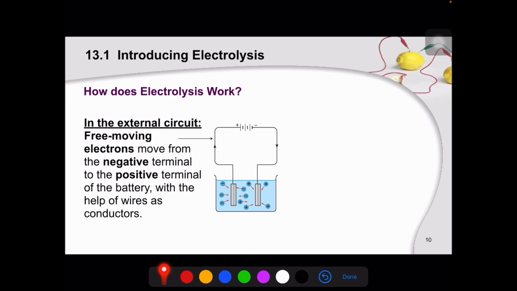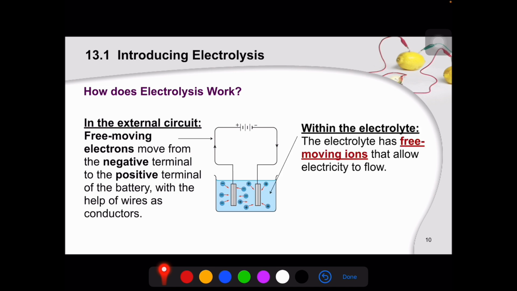Now, in the external circuit whereby you have your battery and your wires and your electrode, right? Basically, free moving electrons will flow, right? As they flow from negative terminal to positive terminal using the help of a wire as conductor, right? This one you'll be very familiar with. Now, but what about inside the electrolyte? How exactly is electricity actually conducted? Now, that's actually done by your free moving ions.